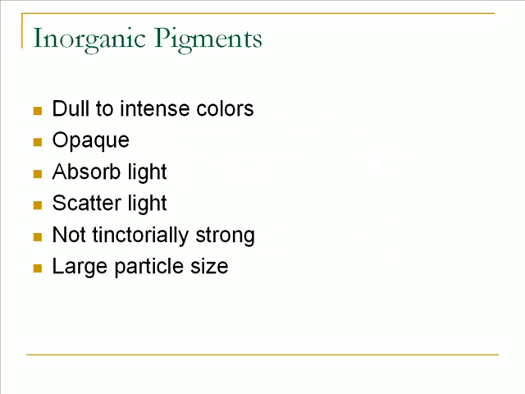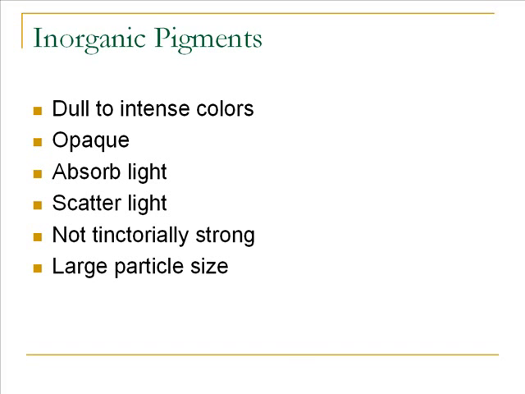Some of the properties of inorganic pigments: dull to intense colors. Most of them tend to be on the dull side. There are a few that are intense, and unfortunately, usually the intense colors are the heavy metal ones. They generally are opaque as compared to dyes or organic pigments. They absorb and scatter light. They're not tinctorially as strong. What that means is they don't have as good of a tinting strength. When you tint white with it, you need to add more of it than you would if you're using an organic pigment. Typically, they have larger particle size.